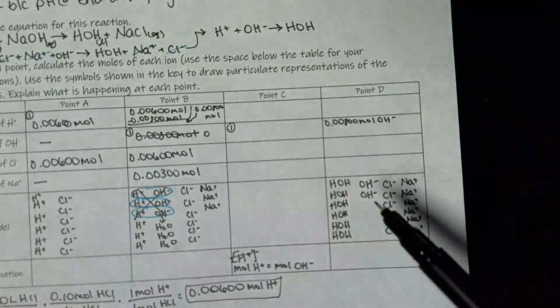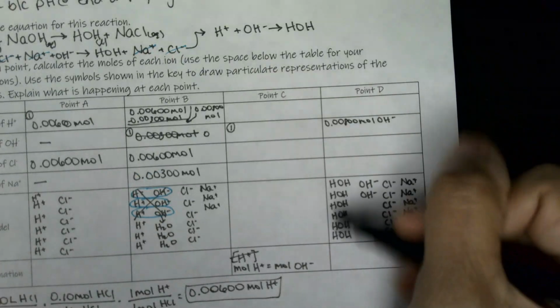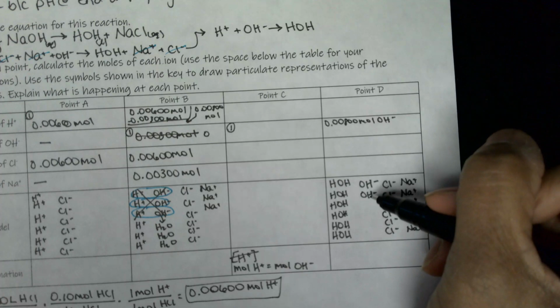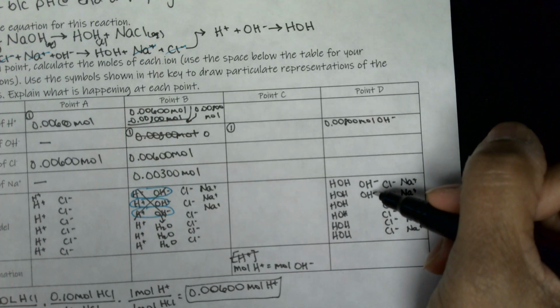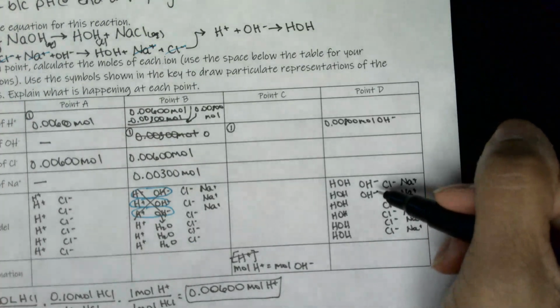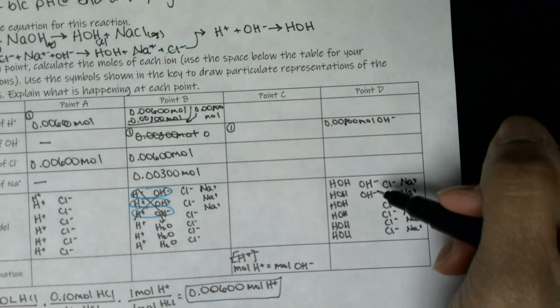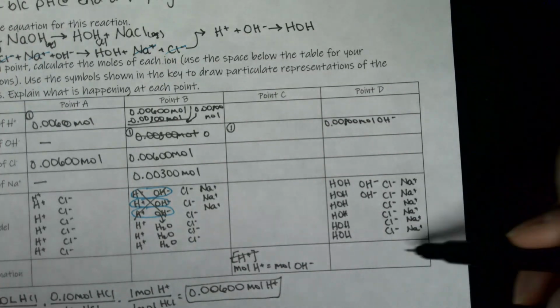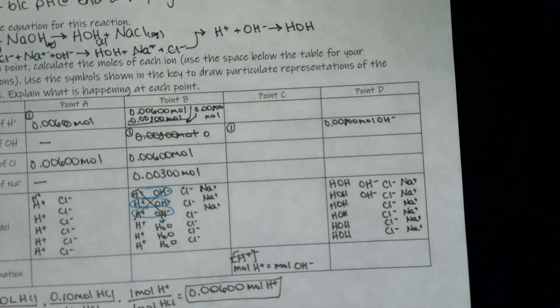Cool. So looking at this, we have water, which we know is neutral, but OH kicks up the pH to be a little bit higher. So that's why we're ending up with a higher pH at the end. And then the Nas and Cls are just spectator ions.